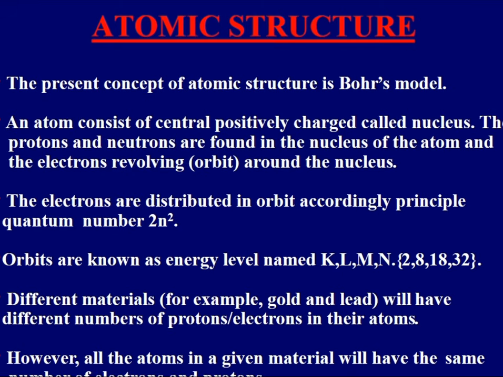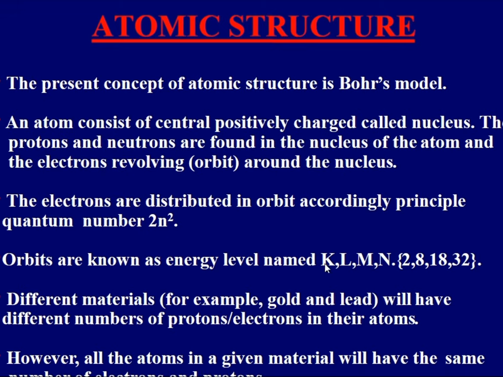Now, there are different principal quantum numbers assigned to different energy levels. For example, for K shell it is 1, for L shell it is 2, for M shell it is 3, and so on and so forth. Now the number of electrons which can be filled in a particular orbit is given by the formula 2n square.